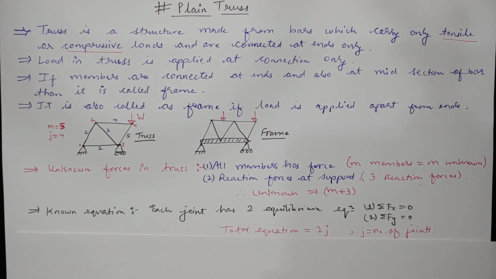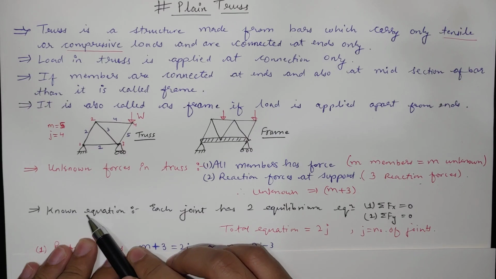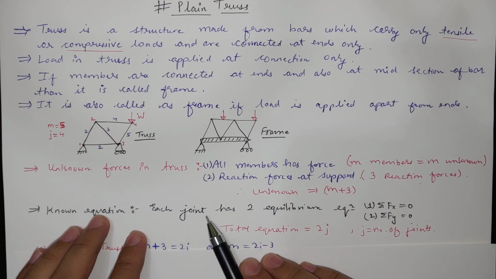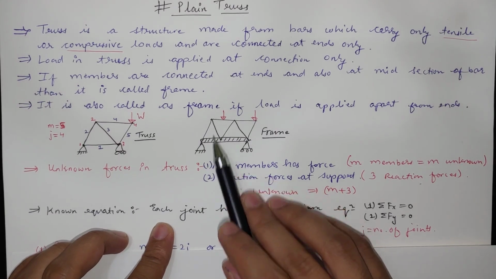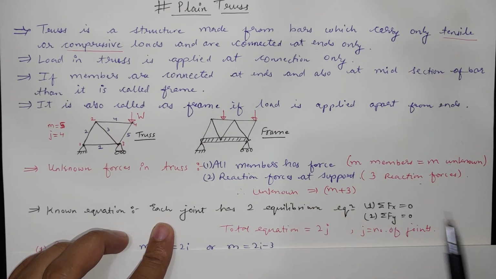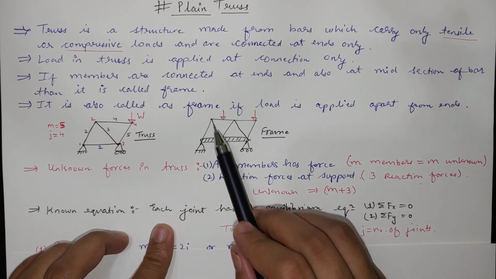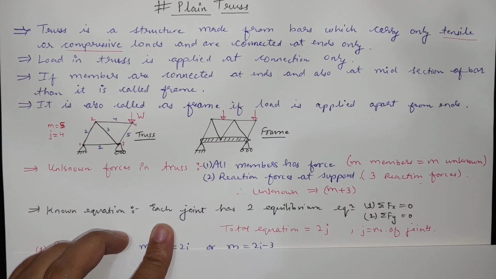Now we have to calculate these unknown forces. For that we have known equations. Each joint has two equilibrium equations, which are summation of Fx equal to 0 and summation of Fy equal to 0, because all the joints are pin joints, so there will be no moment. Here total equations will be 2j, because there are j number of joints and each joint has two equations. So the total number of equilibrium equations will be 2j.